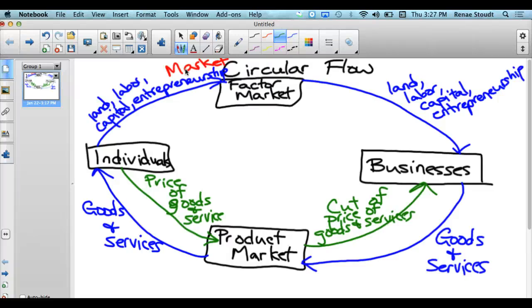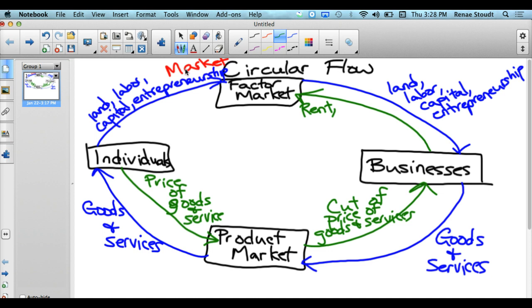So the businesses went and got the land, the labor, the capital, the entrepreneurship. Now they actually have to pay for them. So we're going to go back through, and if you think about it in this fashion, if you have land that you are letting somebody else borrow, they don't own it, they are using it, okay? What do you call that? You call that rent. They're going to pay you rent for your land.